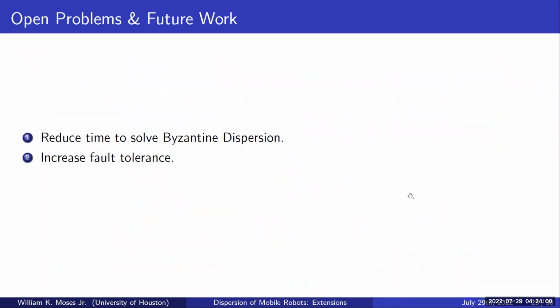Now, when it comes to open problems in future work, one open problem is to reduce the time to solve this problem. It's probably not clearly shown here. One of the major roadblocks here is the time to gather. What I showed you is, assuming the robots were already gathered, it only took n^4 time or n^3 time, depending on the fault tolerance. The moment you introduce gathering into it, the time skyrockets to something like n^9 or Õ(n^9) time, which is astronomical.